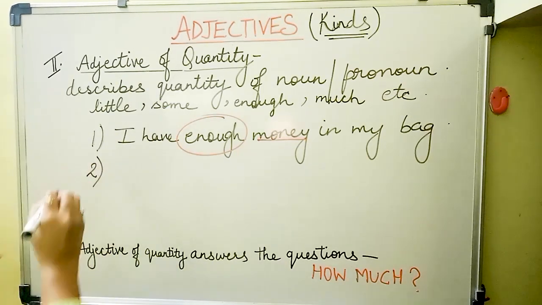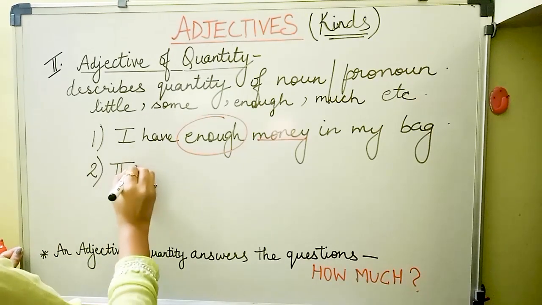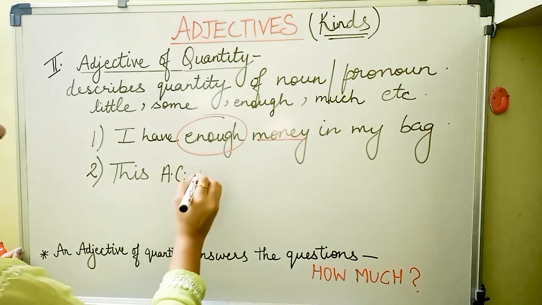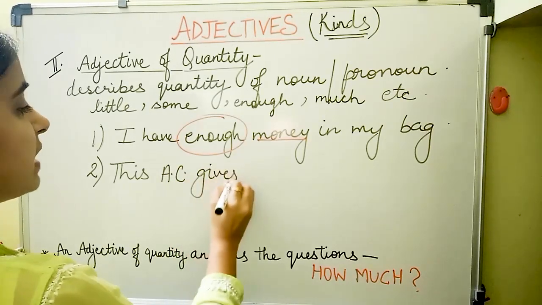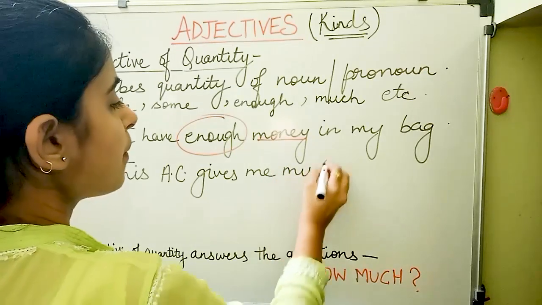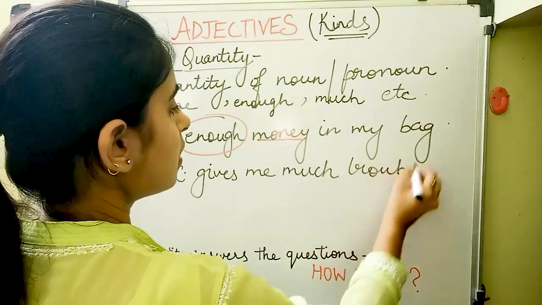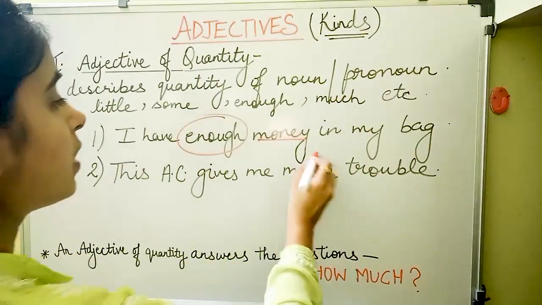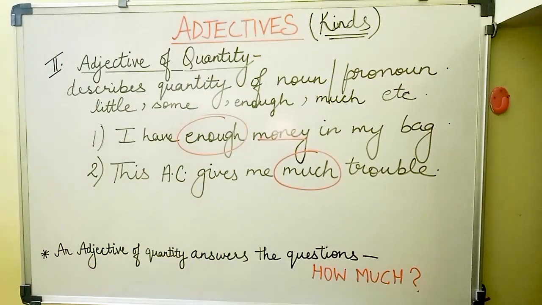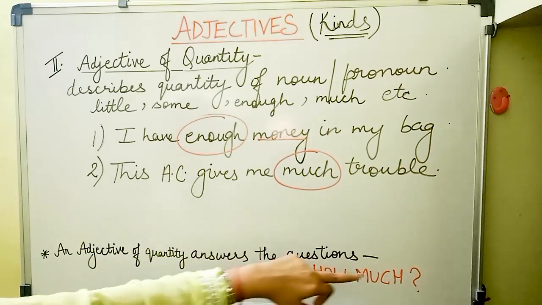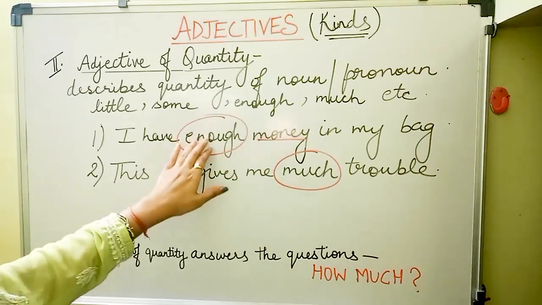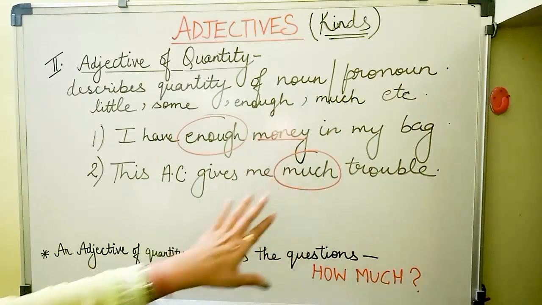Let's look at one more example. This AC, which means air conditioner, gives me much trouble. Now here, much is an adjective of quantity that describes the noun trouble. So children, adjective of quantity describes the quantity of a noun or a pronoun. You must also note that an adjective of quantity answers the question how much. How much money do I have? Enough. How much trouble? Much trouble.